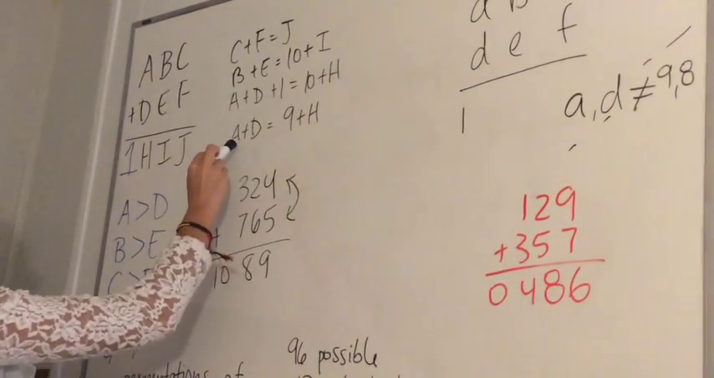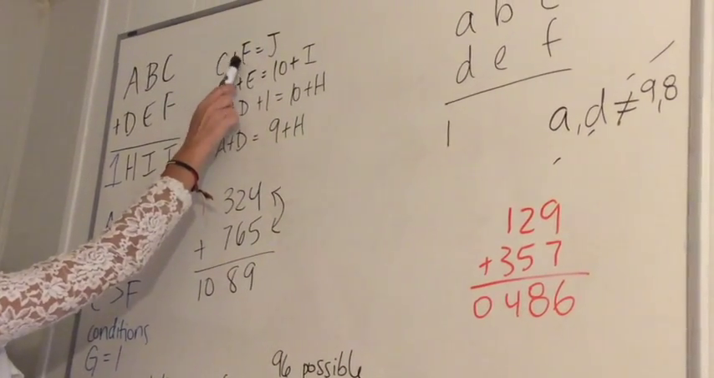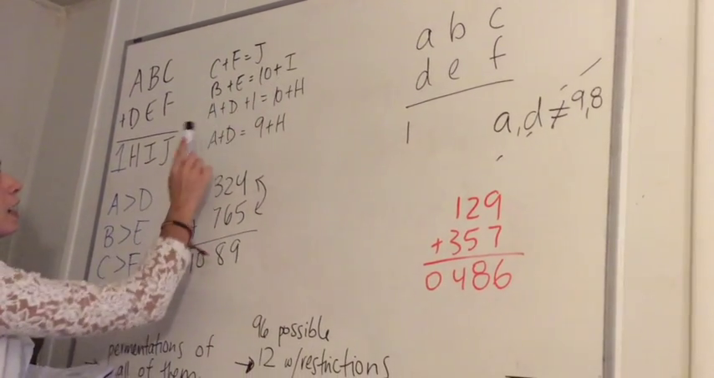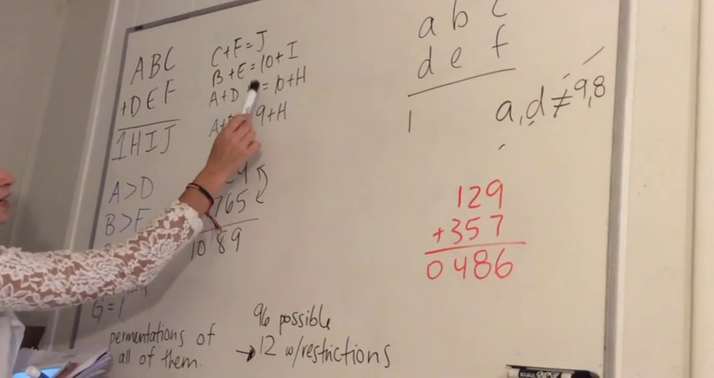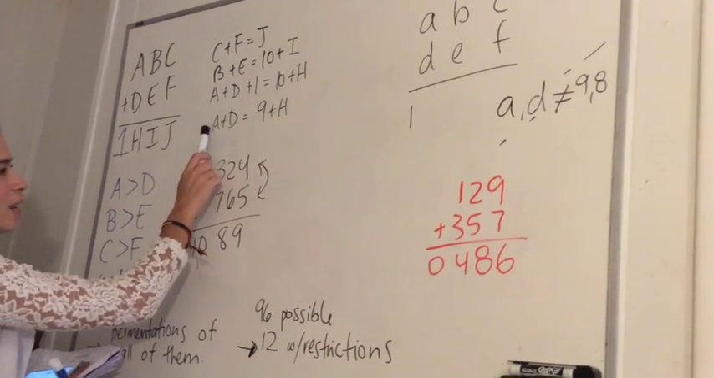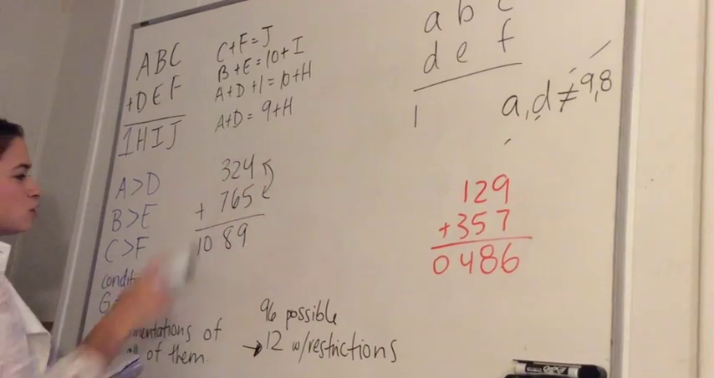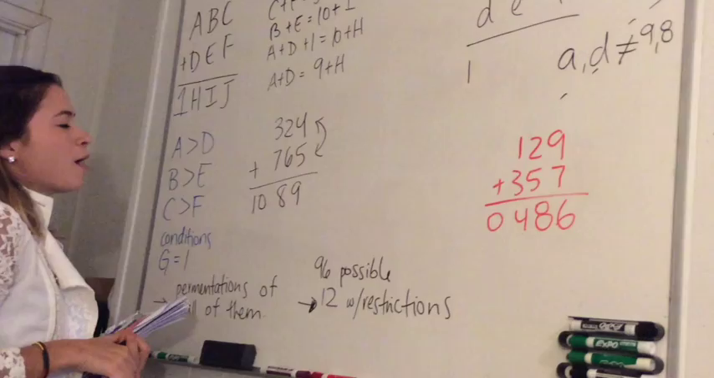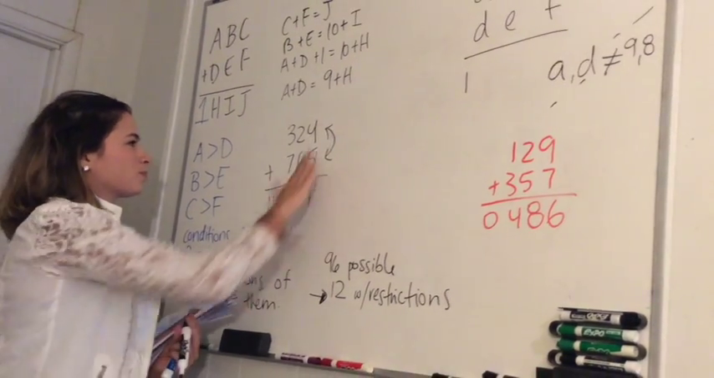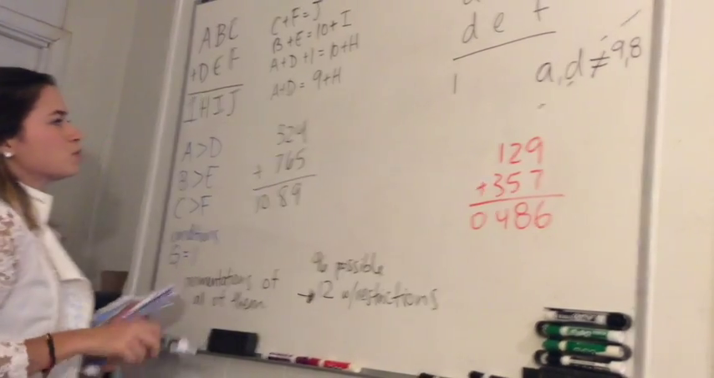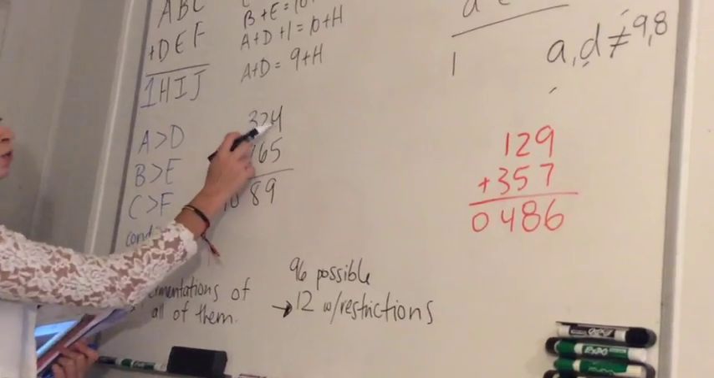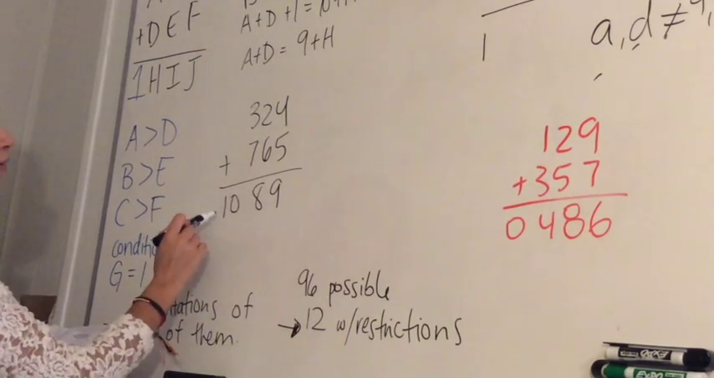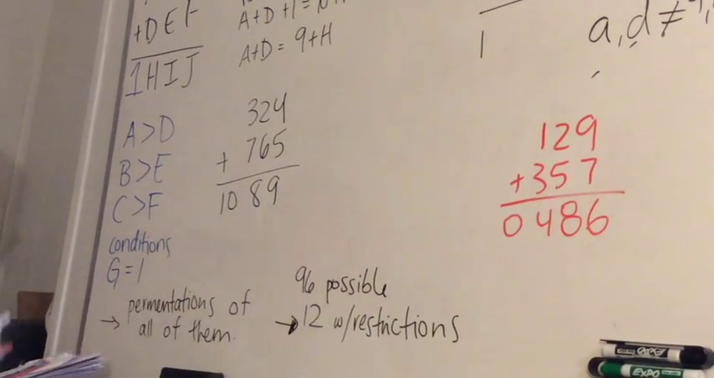The next conditions that we found were that C plus F equals J, B plus E equals 10 plus I, A plus D plus 1 equals 10 plus H, and A plus D equals 9 plus H. So after several different trials, I was able to find one. The numbers I found were 324 plus 765 equals 1089.